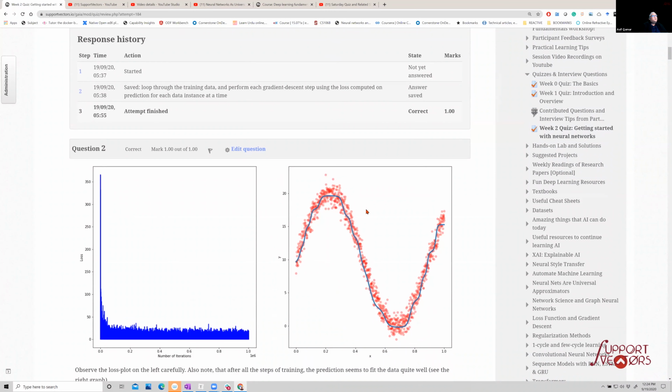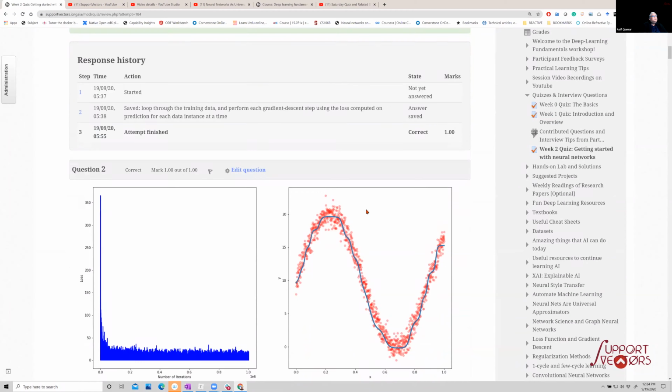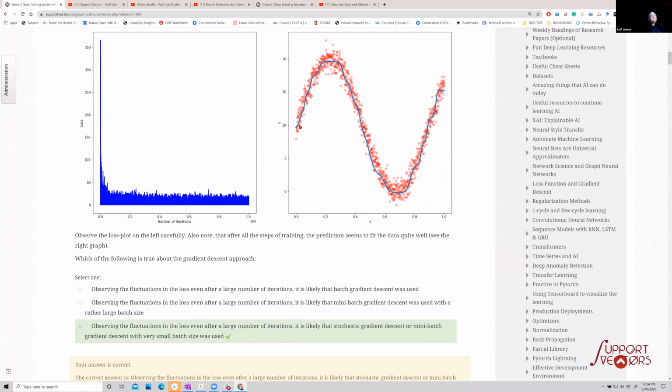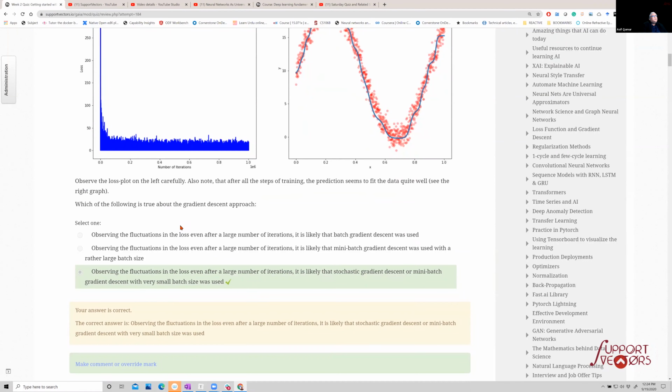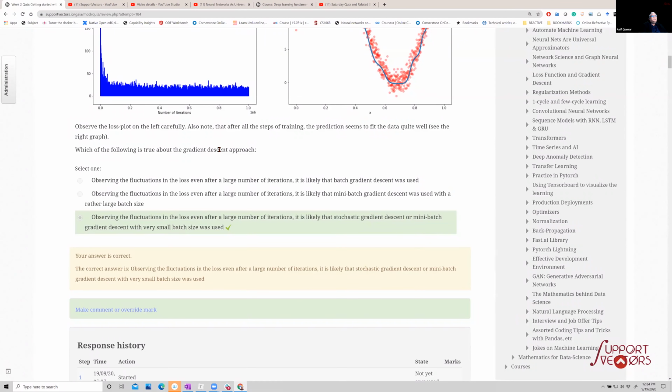This is a question that is sort of thought-provoking. You see that the model has fit to the data, though you could argue it has perhaps overfit a little bit, but still. So you observe the loss plot on the left. And what do you notice? That the loss shows a lot of variation. It doesn't stabilize and stick to a low value. So what do you conclude from that?